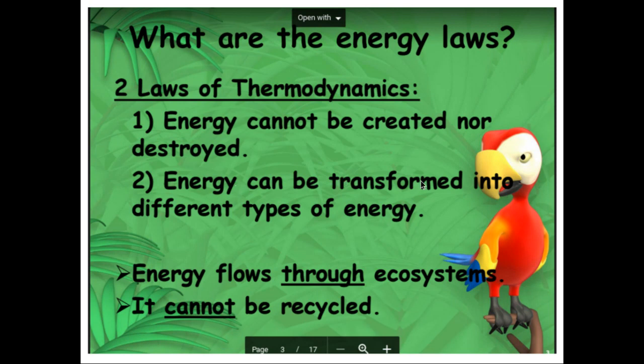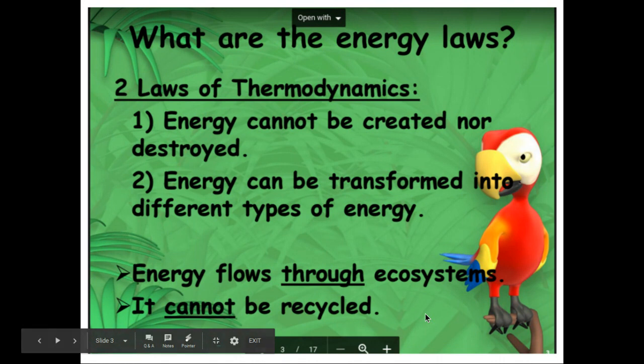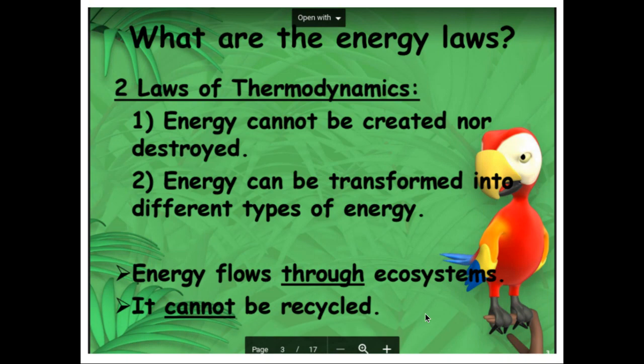But it can be transformed into different types. So if you have one form of energy, you can change it to a different type. You just can't destroy it. So we got to keep that in mind when we're looking at the ecosystem. Energy flows through the ecosystem. Okay, it cannot be recycled. It goes from one direction through another direction. And as it goes, we're going to find out that it changes to different forms.